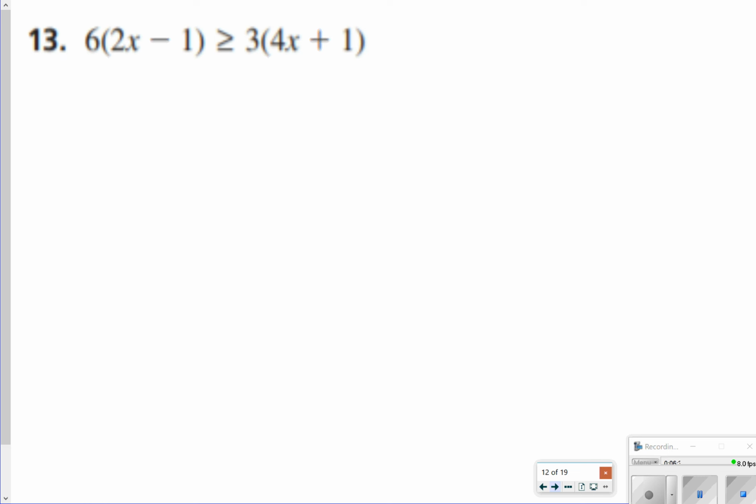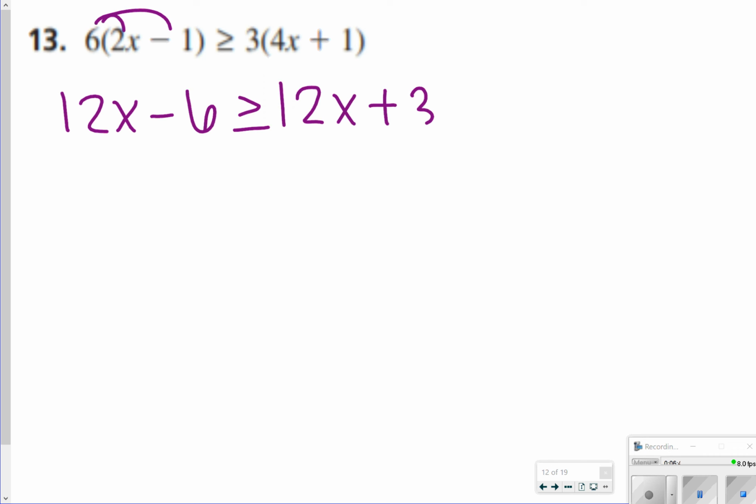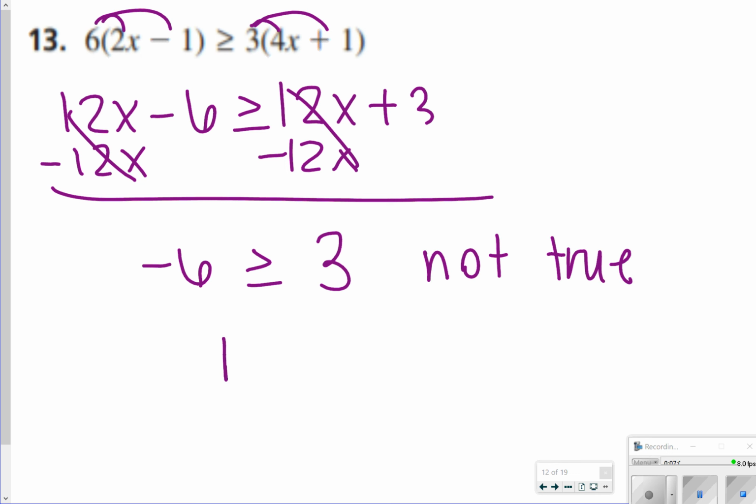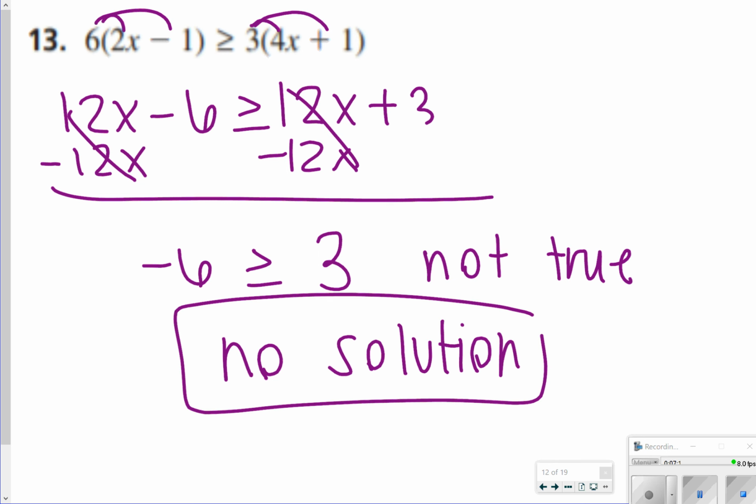For number 13, again, we are distributing, so we'll have 12x minus 6 is greater than or equal to 12x plus 3. So we're distributing the 6 on the left side and distributing the 3 on the right side. I'm going to subtract 12x from both sides. And again, these 12x's are going to cancel, so we're left with negative 6 is greater than or equal to 3. Because that is not true, we would say for 13 there is no solution.